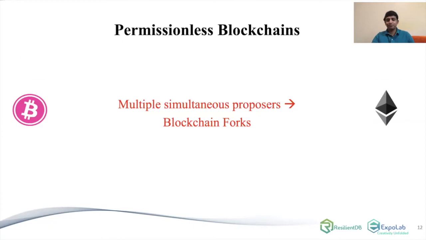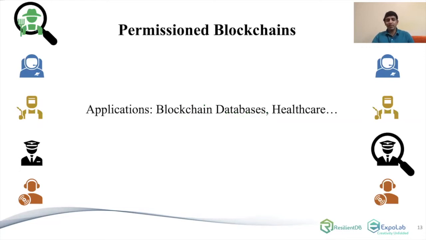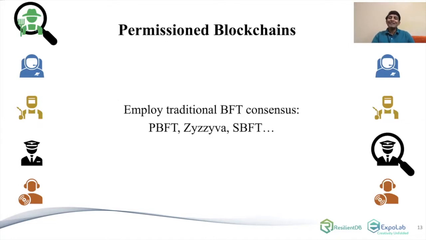On the other hand, in permissioned blockchain systems, the identities of the replicas are known a priori. Before even the start of the process, you know which replicas are participating. And that is why they have been adopted in many applications like blockchain databases and healthcare. And these systems do not require any protocol which wastes energy or computes complex hashes, because the identities are known a priori, and that's why they use traditional BFT protocols like PBFT, Zyzzyva, and SBFT.